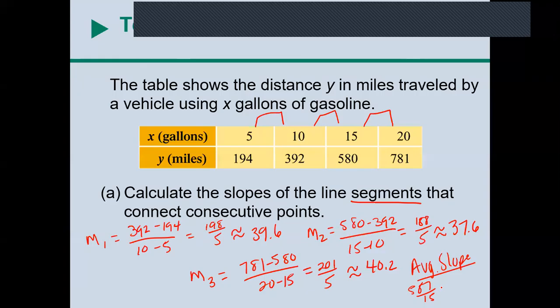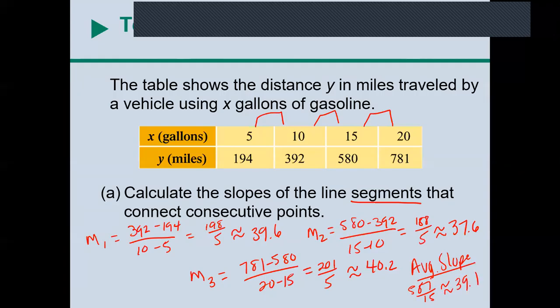How'd you get that? Oh, no, I thought you said you just added it first. And then what's the decimal? 39.1. So that's our average slope.